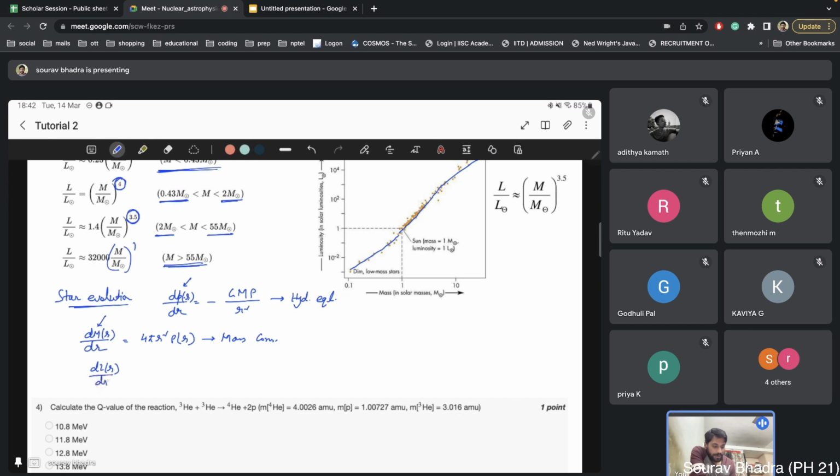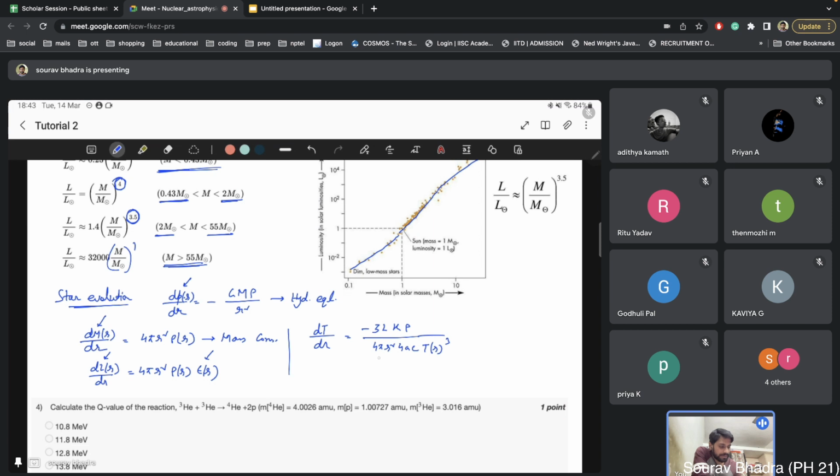Then dL by dr, where L is the luminosity of the star, that is 4 pi r square rho r epsilon r. Epsilon is the creation of energy, which is the thermonuclear energy, and L is the luminosity. This is called the radiance equation. And there is another one, dT by dr, where T is the temperature of the star, that is 3L kappa rho by 4 pi r square 4 a c T r cube.